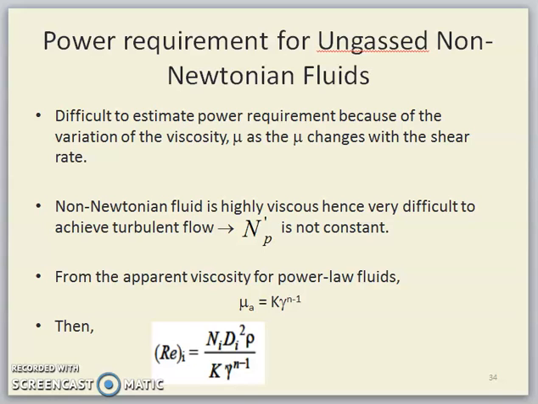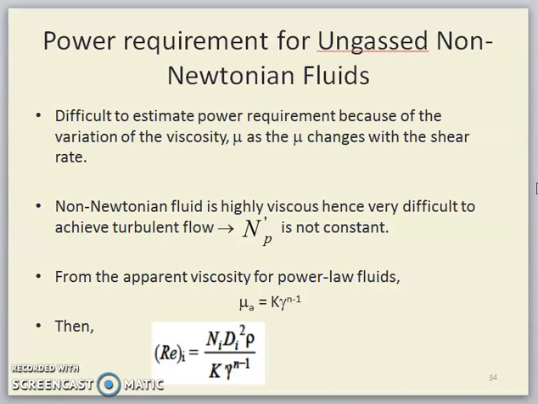Power requirement for ungassed non-Newtonian fluids. So it's difficult to estimate the requirement because of the variation in terms of the viscosity mu, as the mu changes with the shear rate. The non-Newtonian fluid is highly viscous, hence it's very difficult to achieve turbulent flow. So the power number is not constant.